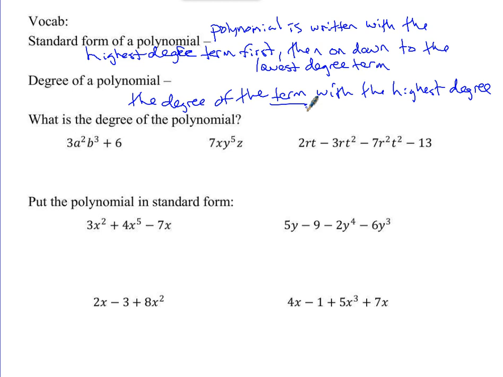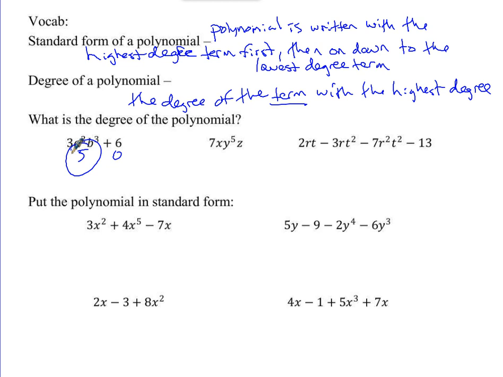So what is the degree of this first polynomial right here? Take a guess. It's 5. Yep. Because the degree of this term right here is what? 5. The degree of this term right here is what? 0. Not 1, because there's no variable on it. That's a degree of 0. Well, the term that has the highest degree is this guy with 5, which makes 5 the degree of the whole polynomial.